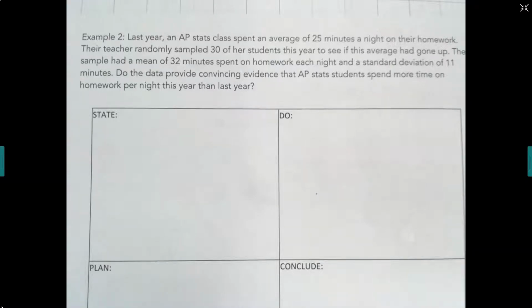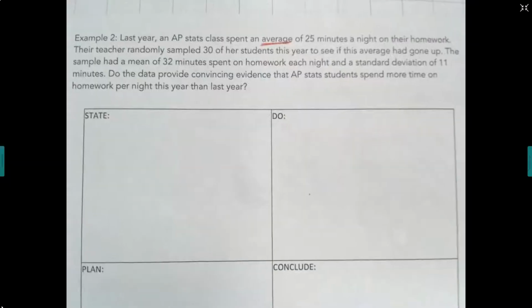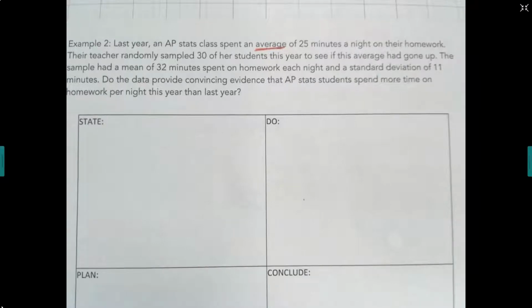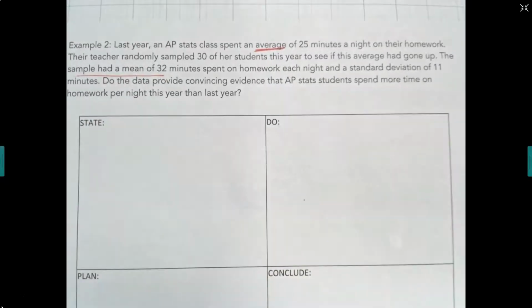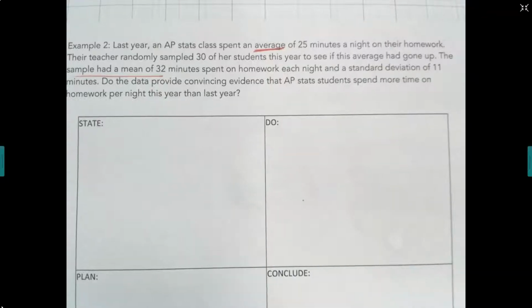Last year an AP Stats class spent an average of 25 minutes. So right there, it already said the word average, so you start thinking means. An average of 25 minutes a night on their homework. Their teacher randomly sampled 30 of her students this year to see if this average had gone up. The sample mean was 32 minutes spent on homework each night and the standard deviation was 11 minutes. Do the data provide convincing evidence that AP Stats students spend more time on homework per night this year than last year? Okay, so it is a sample.